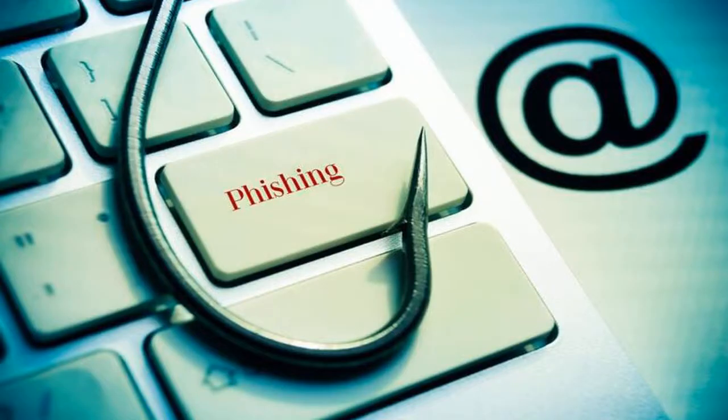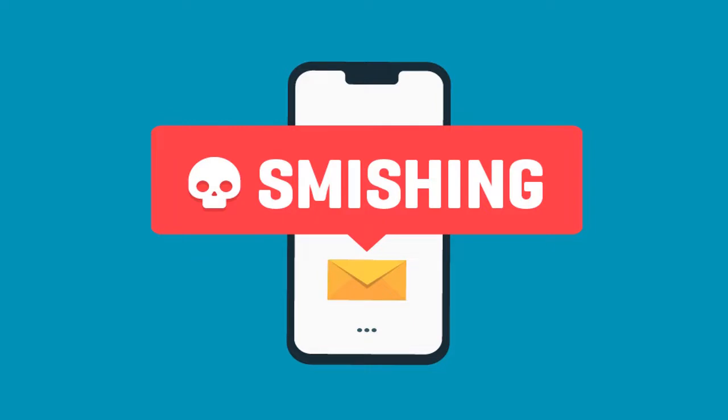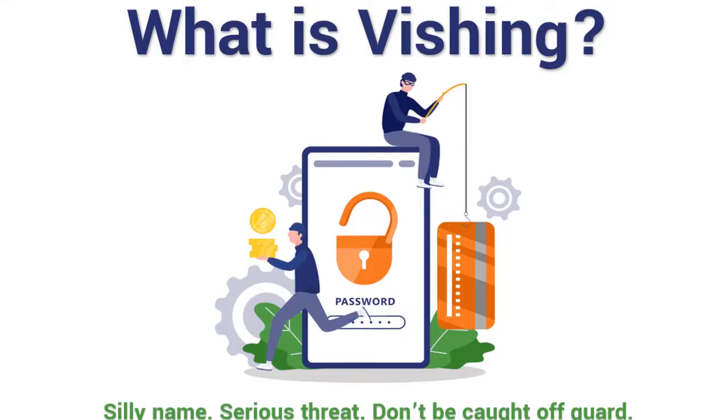There are some terms we need to look at before we continue. Phishing, P-H-I-S-H-I-N-G. It's a form of electronic attack that is done through Gmails. And we have smishing, S-M-I-S-H-I-N-G. It's a form of electronic attack that is done through SMS. And then we have vishing, V-I-S-H-I-N-G. It's a form of telephonic attack that is done through voice calls.